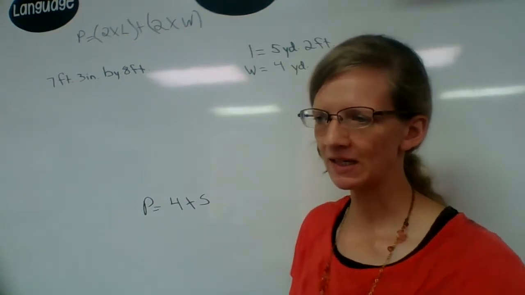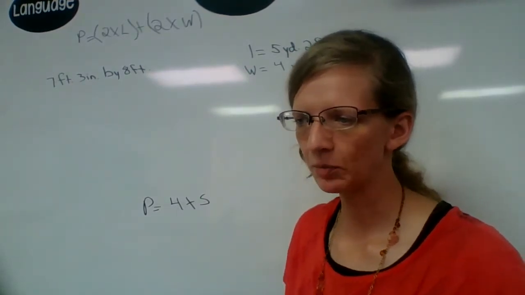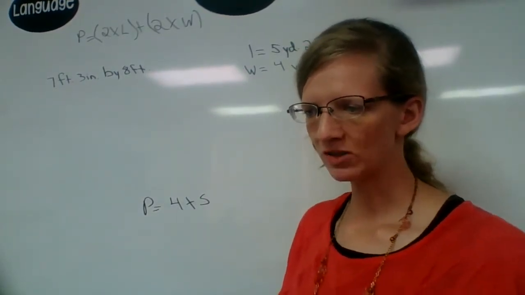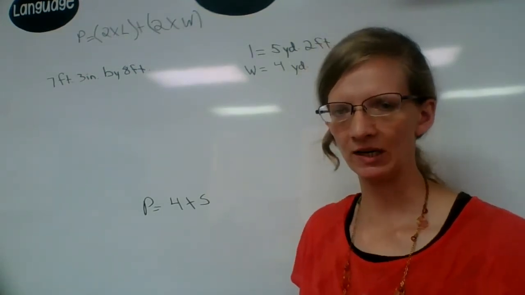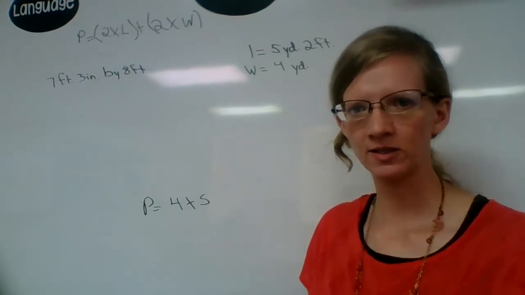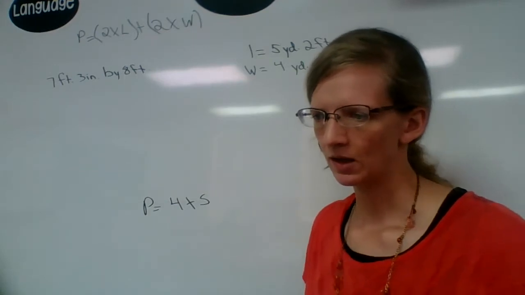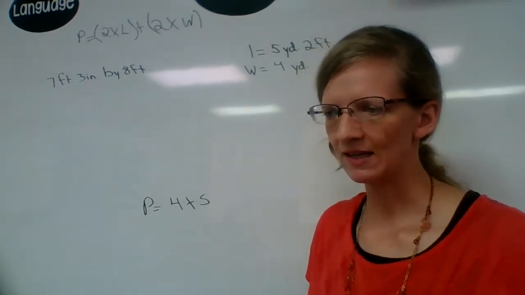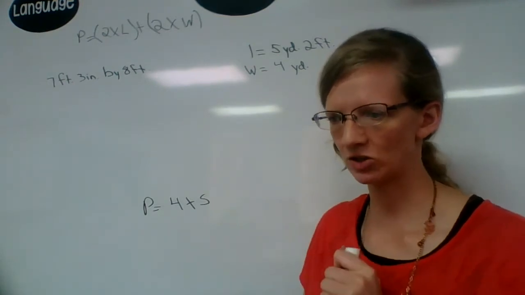So let's read what it says on page 255. When finding the perimeter of a rectangle, both dimensions, so the length and the width, must be the same unit. So the units are like feet, inches, yards, miles. It has to be the same. So what we have to do is convert them all into the same measure. There's two different ways to do this.